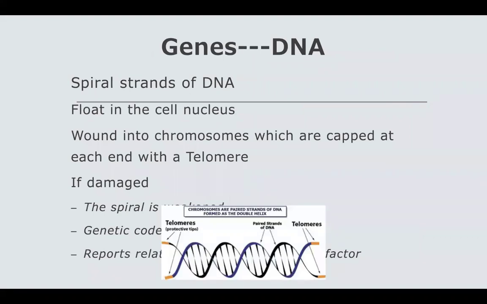So what happens with the genes? These spiral strands of DNA are floating in your cell nucleus. And with disturbed sleep, what is affected is what we call the telomeres. These telomeres are at the end of the strands. And the telomeres, I think the best way to explain it is like the little plastic aglet at the end of your shoelace.